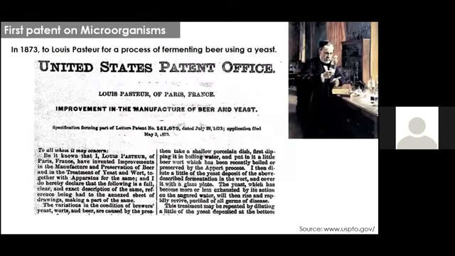Now, microorganisms and patents are not new. It dates back more than 200 years, when Louis Pasteur was for the first time awarded a patent based on a microorganism, for a process of fermenting beer using yeast. At that time, Louis Pasteur showed that you can increase the process of fermentation by utilizing the yeast, and that was patented in the United States.